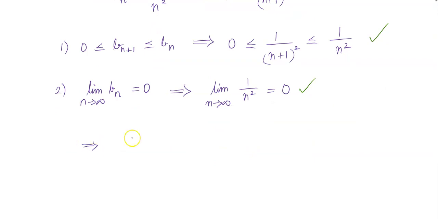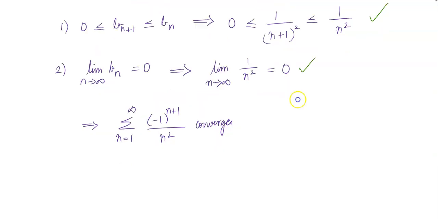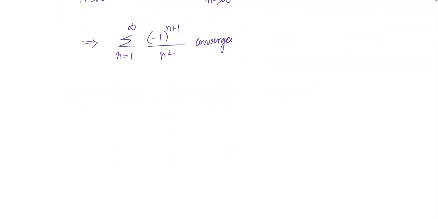Collectively, this implies that our series, the summation from n equals 1 to infinity of negative 1 to the power n plus 1 over n squared, converges. So we successfully used the alternating series test. Let's go for the second problem.